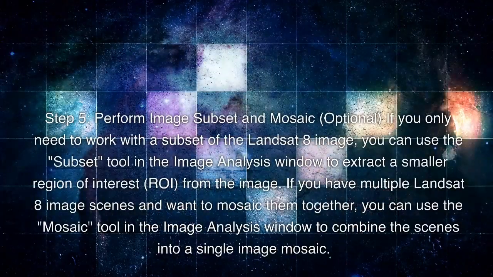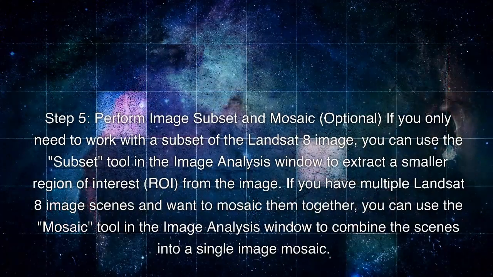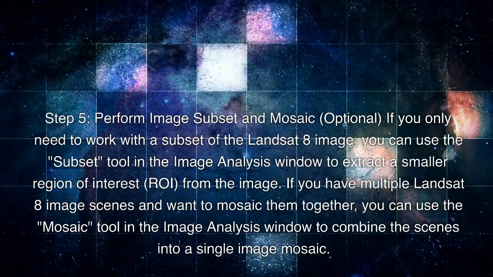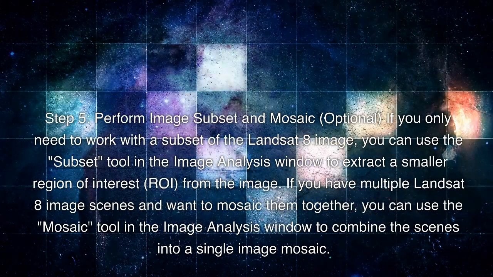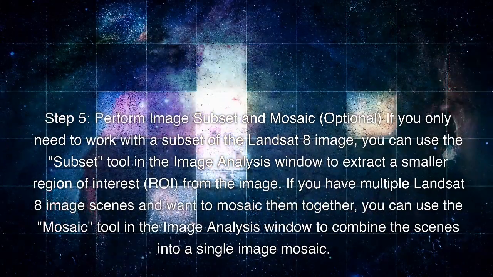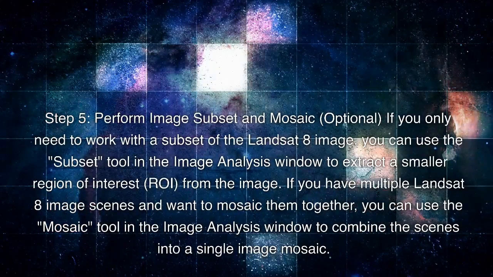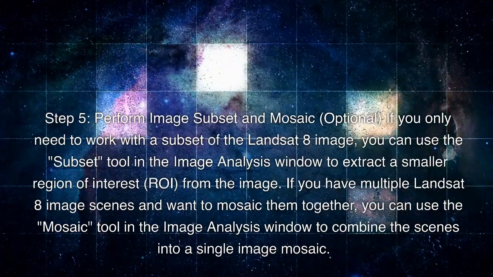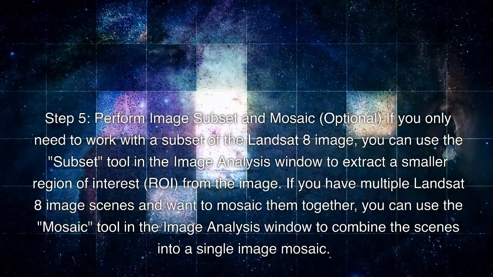Step 5. Perform image subset and mosaic, optional. If you only need to work with a subset of the Landsat 8 image, you can use the Subset tool in the Image Analysis window to extract a smaller region of interest, ROI, from the image. If you have multiple Landsat 8 image scenes and want to mosaic them together, you can use the Mosaic tool in the Image Analysis window to combine the scenes into a single image mosaic.